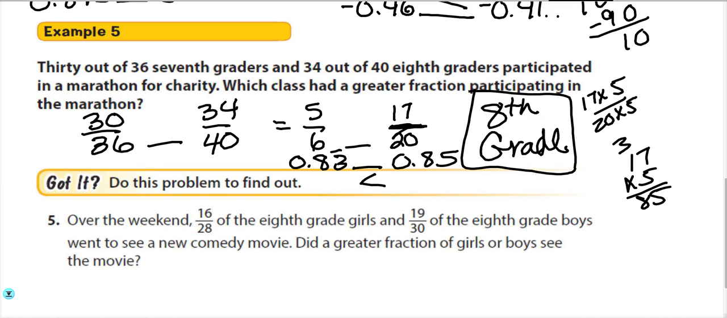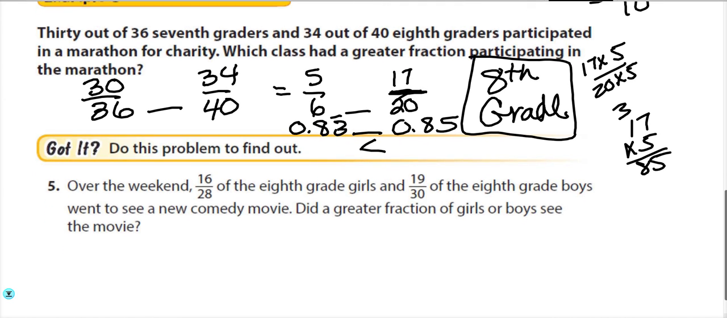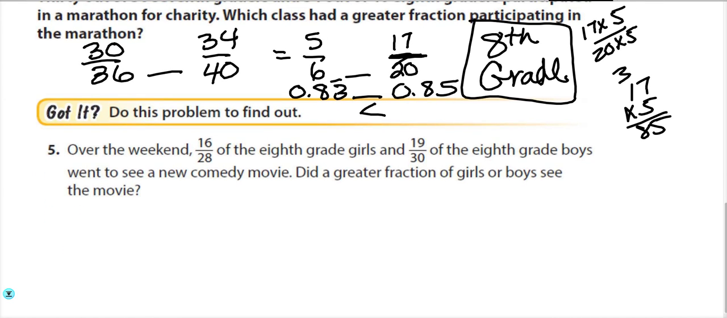All right. And then one more to go. Go ahead and pause it whenever you're ready to try this one on your own, and come back to me as soon as you're ready. And let's take a look. So it says, over the weekend, 16 out of 28 of the 8th grade girls and 19 out of 30 of the 8th grade boys went to see a new comedy movie. Did a greater fraction of girls or boys see the movie? So we have 16 over 28 compared to 19 over 30.